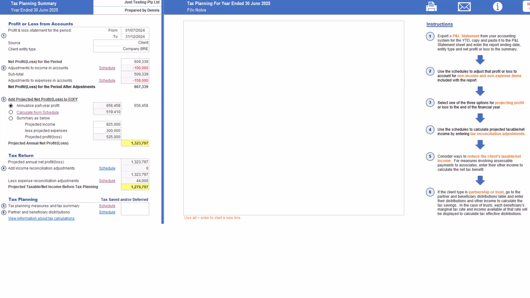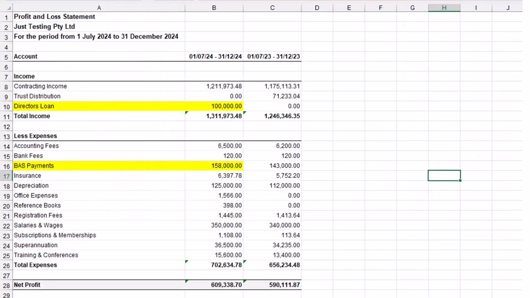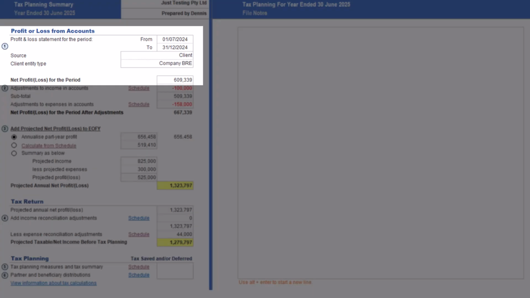This is the home screen in our calculator. There's a fixed pane on the left-hand side of the screen with a summary of all calculations and links to the details which will appear on the right-hand side of the screen. At step 1, you've pasted a profit and loss statement for the year-to-date prepared by your client and entered data for date 2, report source, client entity type, and net profit for that period.